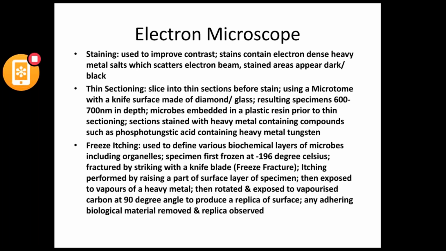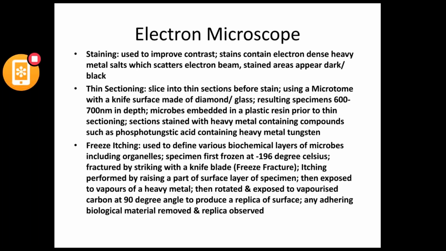Then etching is performed by raising a part of the surface layer of the specimen, which is then exposed to vapors of a heavy metal, then rotated and exposed to vaporized carbon at a 90-degree angle to produce a replica of the surface. Any adhering biological material is removed and the replica is observed. So this is the mechanism by which we are performing specimen preparation.